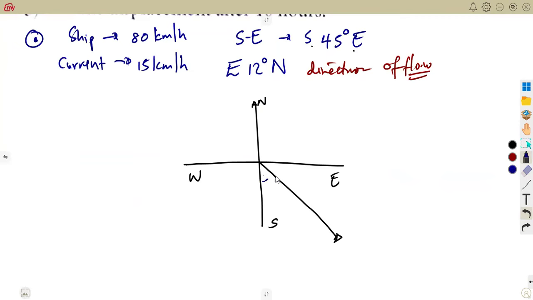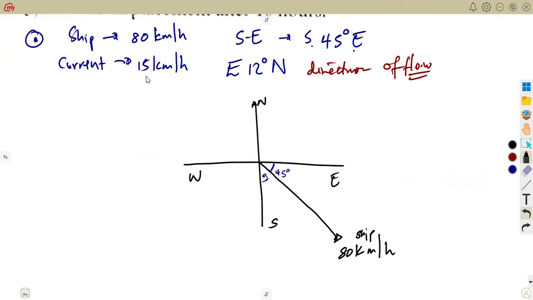So let's say this is 45. It means this one is also going to be 45. As for me, guys, I'm just going to take this 45 here. All right, so this is our ship: 80 kilometers per hour.